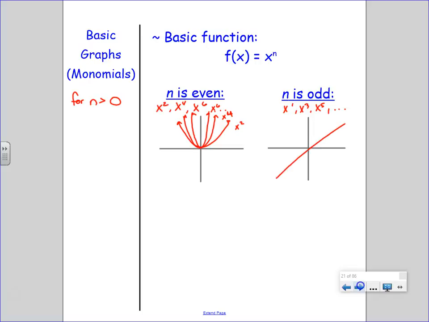Odd ones. We could have y equals x. Now y equals x is funny because it's a line. But we have y equals x, then y equals x cubed. And then guess what's going to happen with y equals x to the 5th? Technically it's increasing if we go left to right. Increasing quicker and increasing quicker.